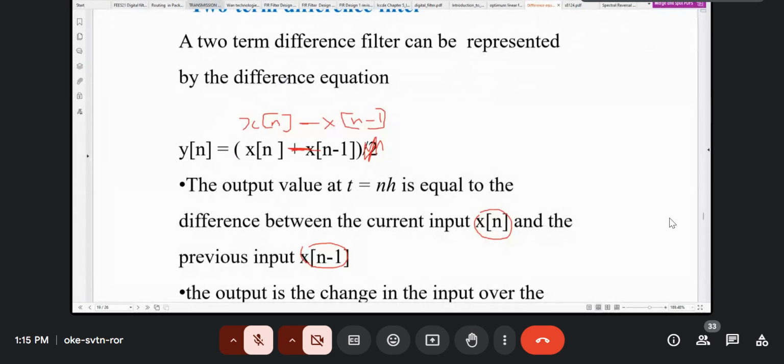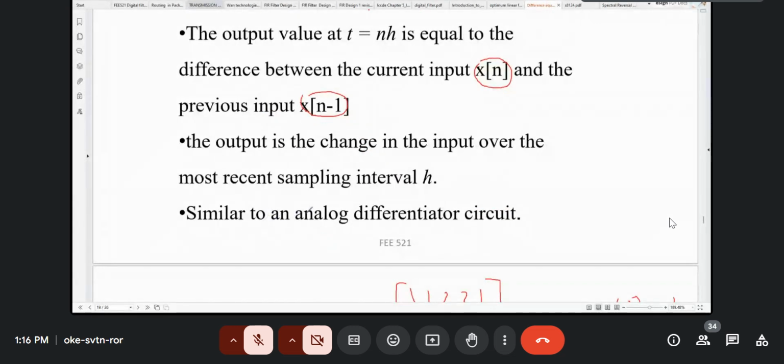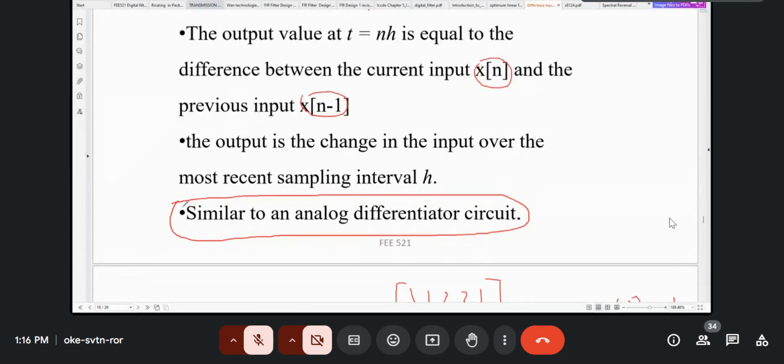Then you have the two-term difference filter. It has two terms. It has the current x of n, minus, since it's a difference filter, x of n minus 1. This is just a two-term difference filter, it's not an average. So the output at t equal to nh is equal to the difference between the current input and the previous input. And this circuit is actually similar to the analog differentiator circuit.